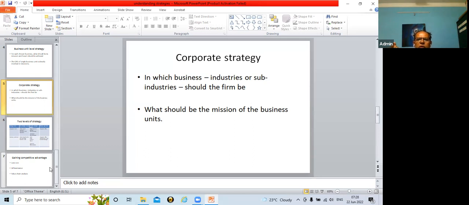Now, what is industry and sub-industry? Industry means, for example, the cement industry. Under the cement industry, there are several companies like Ambuja Cement, ACC Cement, Birla Cement, and so on. These are the different companies which belong to the cement industry. Likewise, in the automobile industry, there are Volkswagen, Tata Motors, Maruti Suzuki, and n number of companies which belong to automobile.